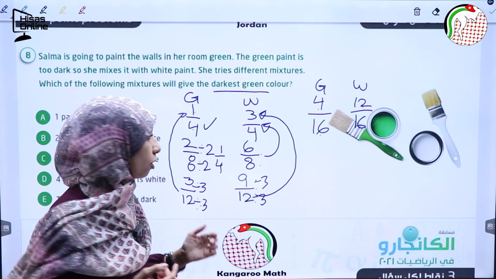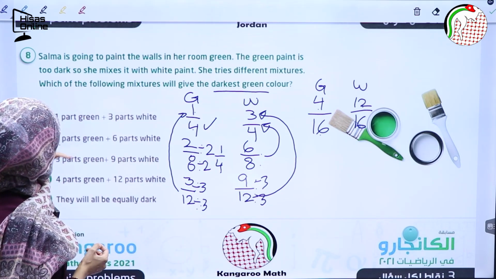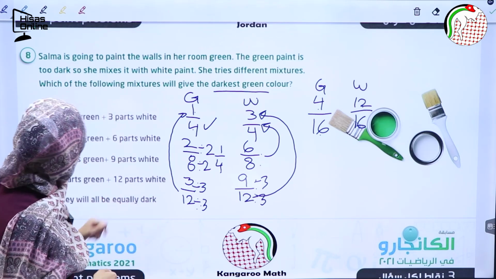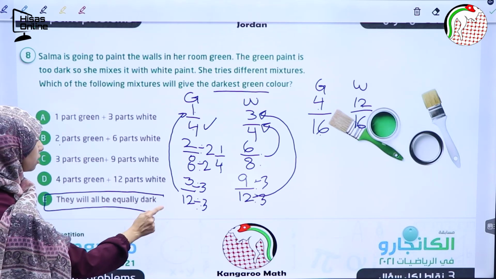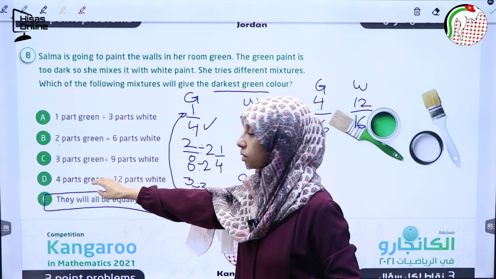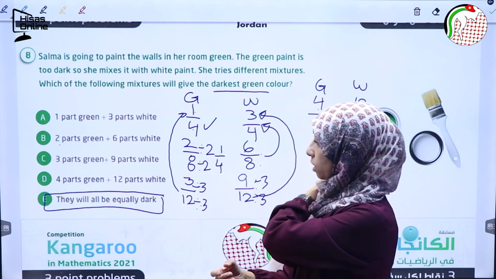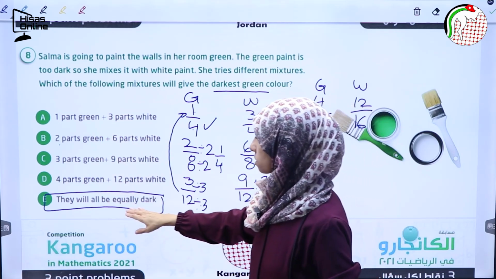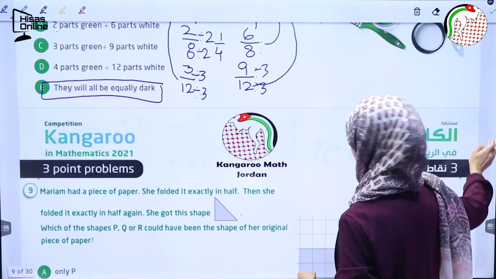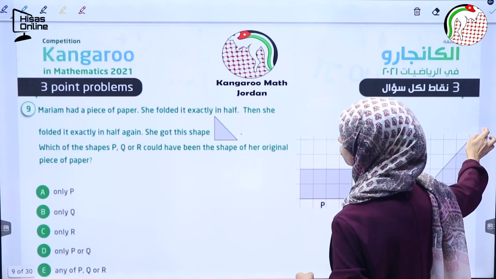So all of the options given here, all of them, they are equivalent to each other. That means they will be equally dark. There's no difference between the first, second, third, and fourth option for the combination of the colors. So they will be equal. Now let's move to question 9.